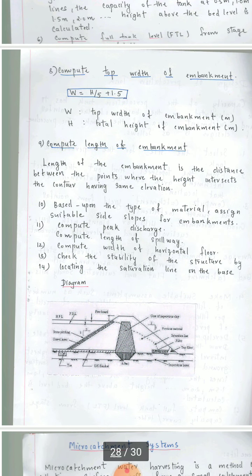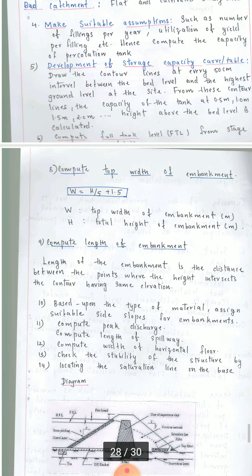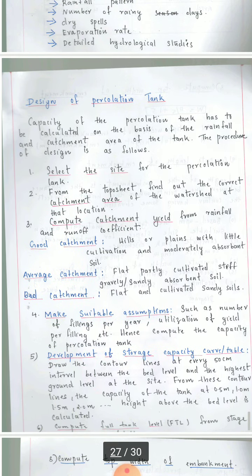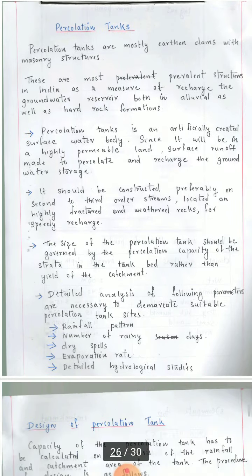So the diagram shows you the percolation tank where the embankment is constructed and then the water is made to percolate into this structure. So this is about the topic called the percolation tank.